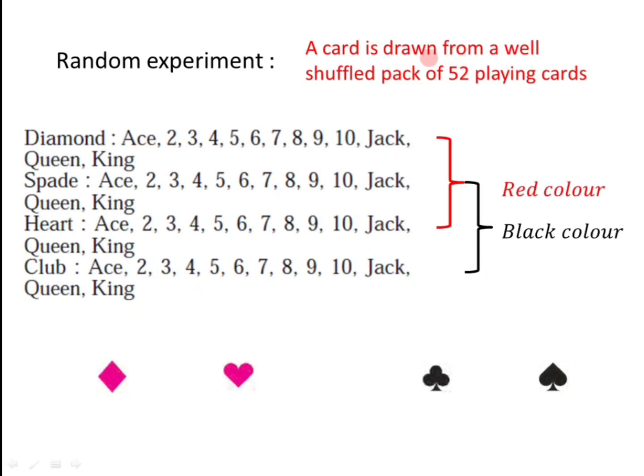Now we have to draw one card from a well shuffled 52 playing cards. We can get any one card out of all these 52 cards. So the number of sample points for this random experiment would be 52. That's why n of S is equal to 52. So there are 52 sample points for this random experiment. So these are some random experiments for which we have studied the sample space and number of sample points in that sample space.